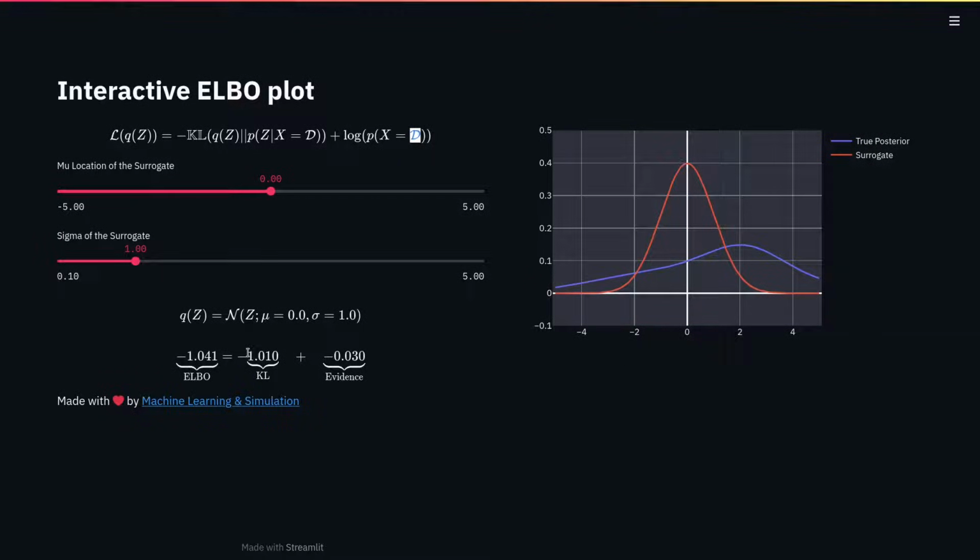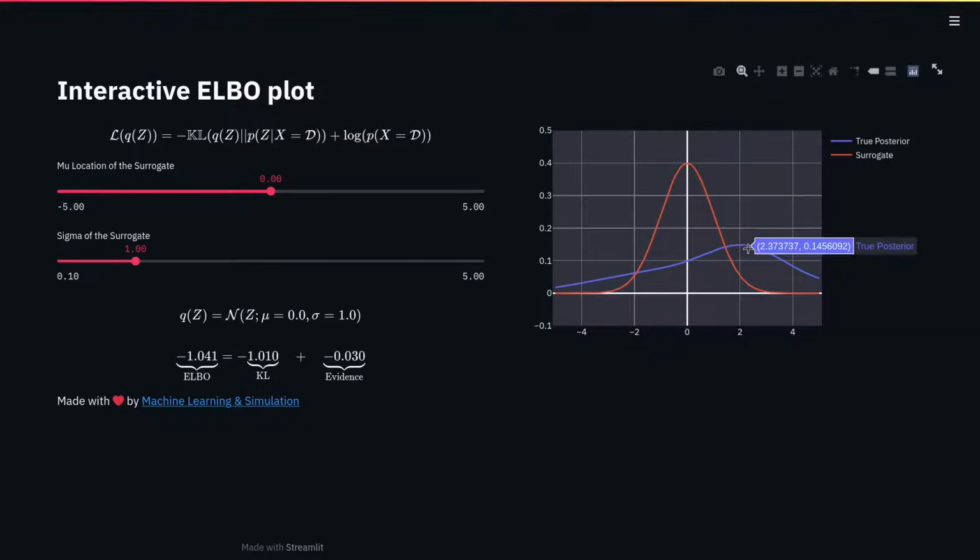First of all, we see the KL is a positive quantity, and this is this one here. And we put a negative sign in front of it, as in the rearrangement we just did a couple of seconds before. Then we have the evidence, and we know the evidence is a negative quantity because it's the log probability of something. And by this, we also know that the ELBO is a negative quantity. And we see the ELBO is negative KL plus evidence. So in this case, we have a KL of 1.01 and the evidence of minus 0.03. So we have an ELBO of minus 1.04.